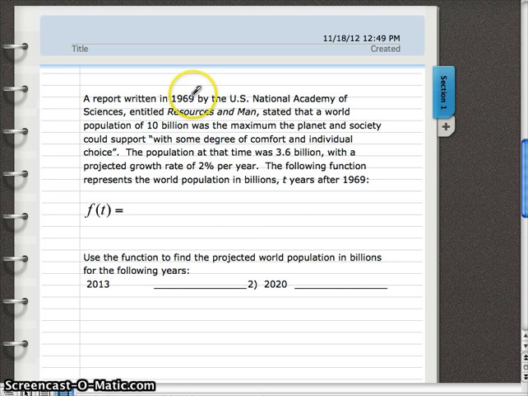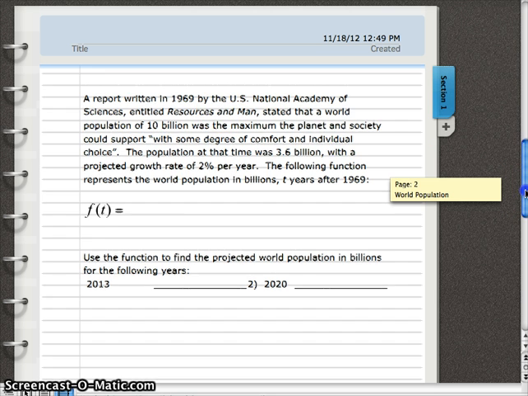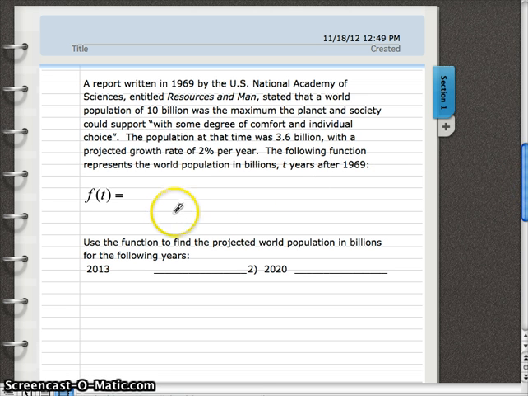And that was written in 1969, so by now I think they were onto something, because our actual population is getting close to this, and we are starting to see a lot of resource problems, population problems. So we are experiencing some degree of discomfort, and we are losing some individual choice at the moment, and it probably will only get worse if we continue to reproduce. So let's see what's going on here.